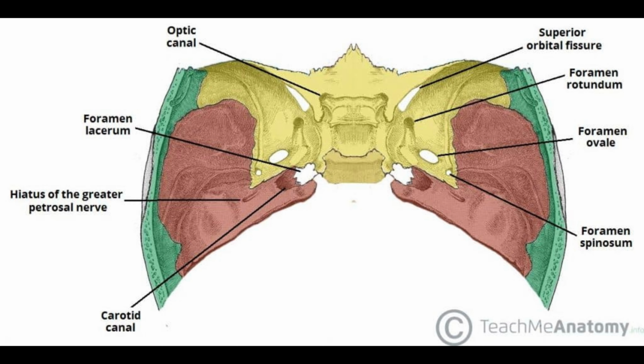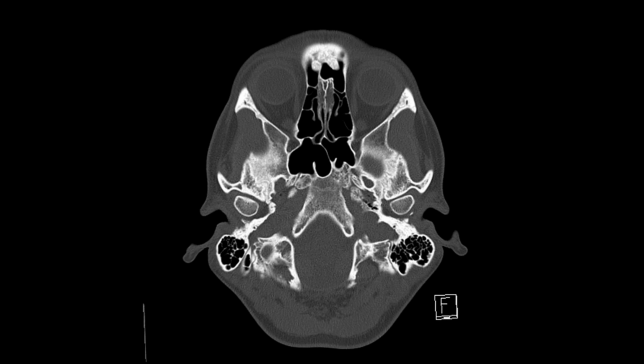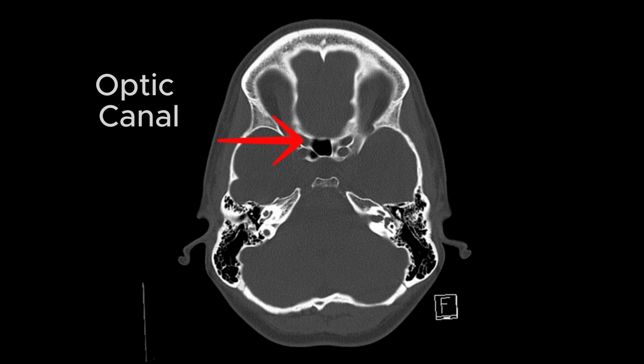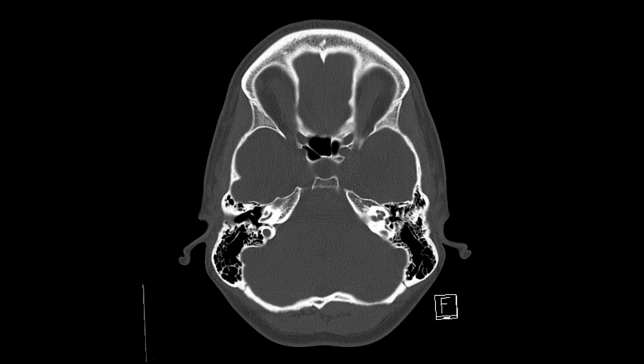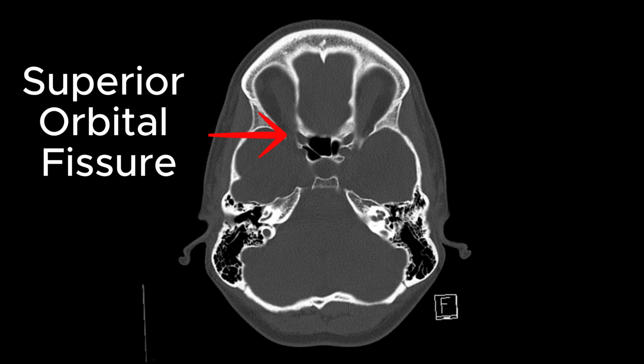Middle fossa is very important as many of these skull base foramina lie in this territory and they transmit many important structures. This is the right optic canal that transmits optic nerve and the ophthalmic arteries. This here is the superior orbital fissure. It is a very important aperture in the skull base as it transmits ophthalmic veins, oculomotor nerve, trochlear nerve, abducent nerve, and the first branch of trigeminal nerve, the ophthalmic nerve.